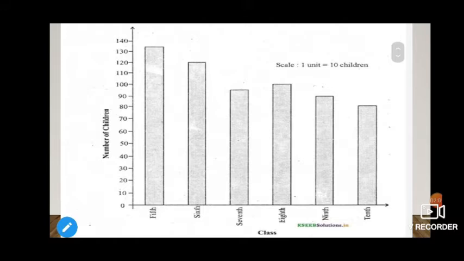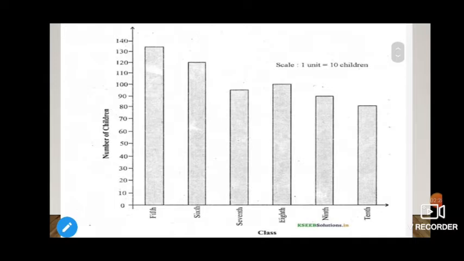Here you can see the vertical bar graph. Of the two axes, the horizontal axis is showing the class and the vertical axis is showing the number of children. And on the vertical axis we are taking the numbers from 0 to 140. As I told you, 1 unit is equal to 10 children.